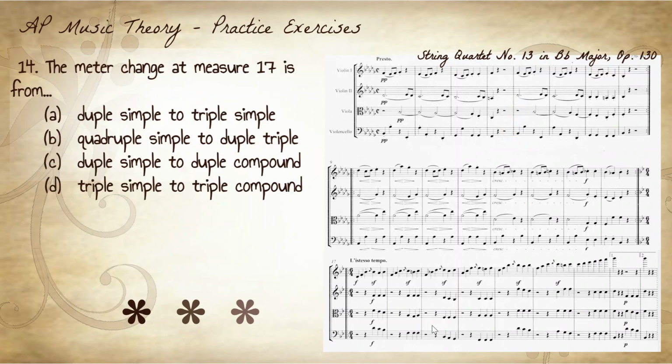Question 14. The meter change at measure 17 is from A, duple simple to triple simple, B, quadruple simple to duple triple, C, duple simple to duple compound, or D, triple simple to triple compound.